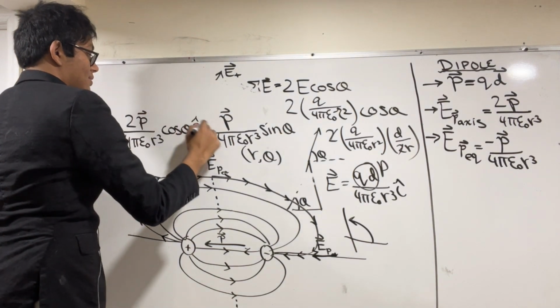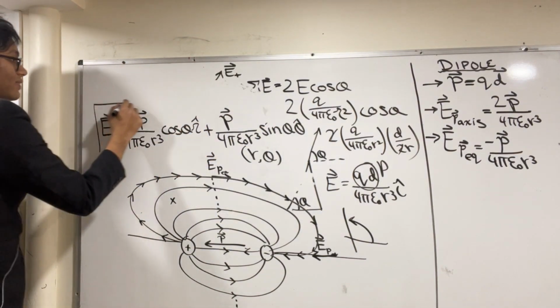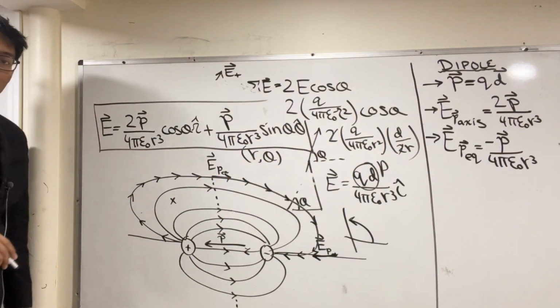And just add in your unit direction vectors, and voila, you have the electric field in an arbitrary position due to the electric dipole.